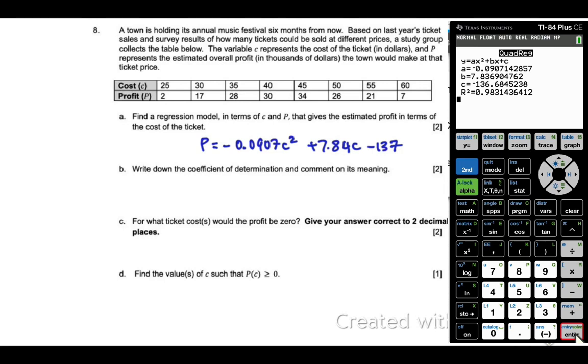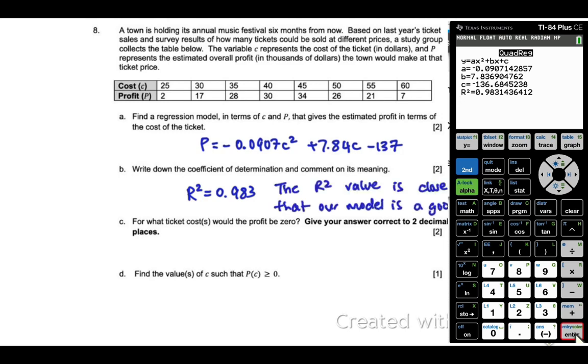The coefficient of determination is the r-squared value that's given in our calculate screen. This is 0.983. So we have an r-squared value very close to 1, meaning that our model is a good fit for the data.